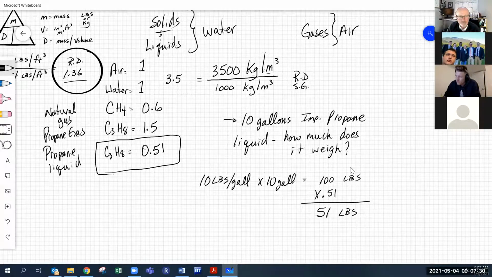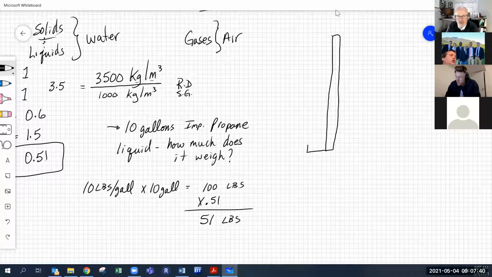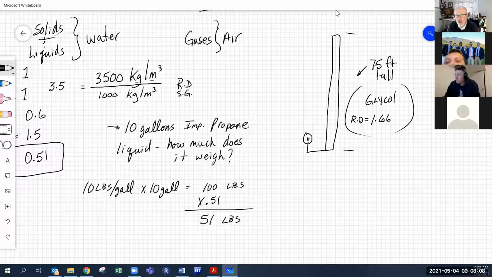I will do another example here. First, I'm going to say I have a pipe filled with liquid. There's my pipe. It's pretty shaky. And I have a pressure gauge at the bottom. Now, this pipe is 75 feet tall, and it's filled with glycol. This glycol has a relative density of 1.66. It has an RD of 1.66. I want to know what my gauge pressure is on that gauge.